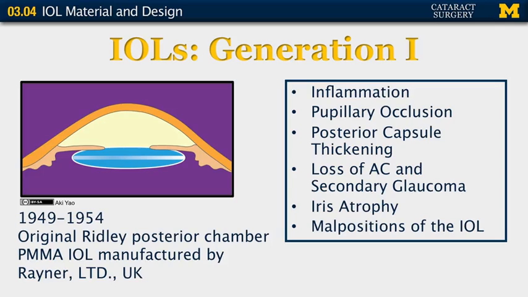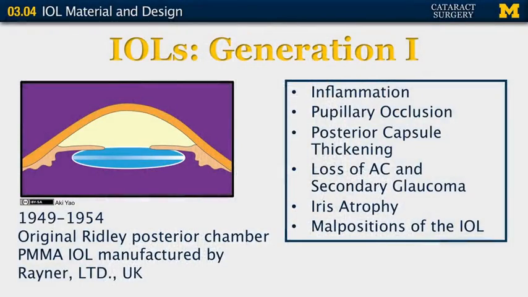The original intraocular lens was created by Sir Harold Ridley. Sir Harold Ridley had noted that pilots were returning from World War II with pieces of plane canopy in the eye, and they were tolerating the material quite well. This canopy was made of polymethyl methacrylate. He therefore decided this might be a good material to try for the first intraocular lens.